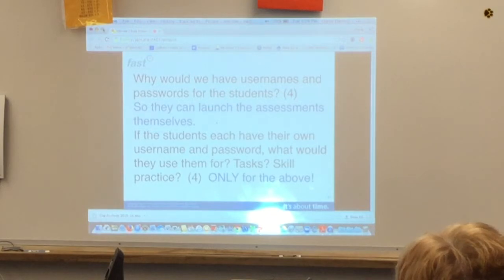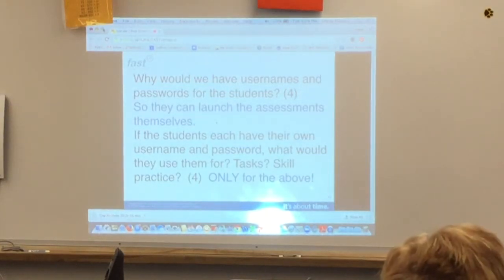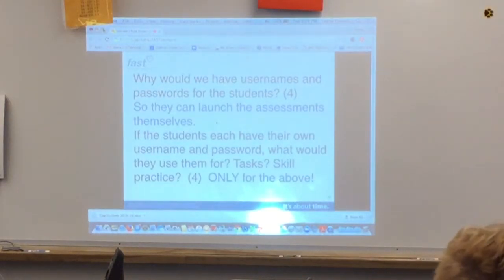I think this would be better for older students. I wouldn't send a first grader in that way, although there are probably some first graders that could do this. But the whole purpose is so that they can launch the assessment themselves for computer adaptive assessments. If students each have their own username and password, what would they use them for? Only for launching the assessment. There's really no skill practice within FastBridge. It's only the assessment. So does that answer that question?